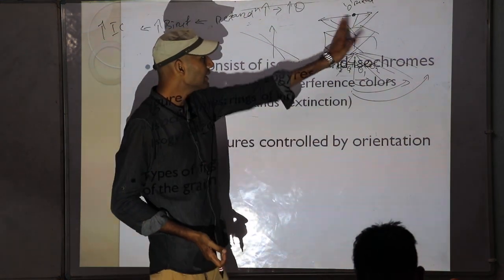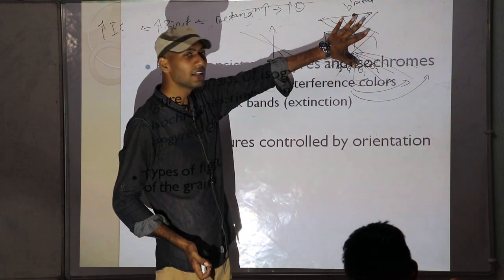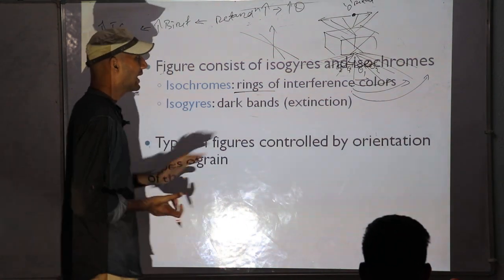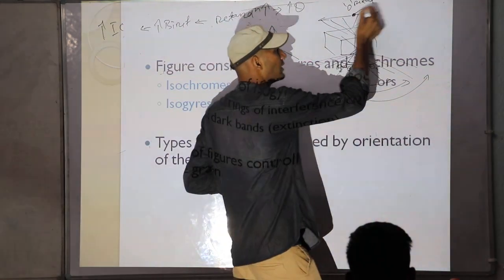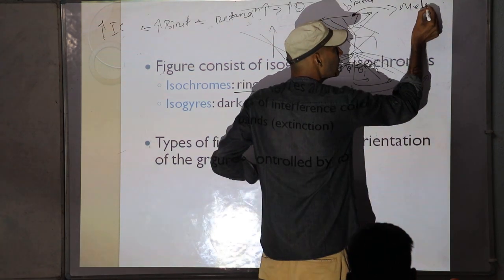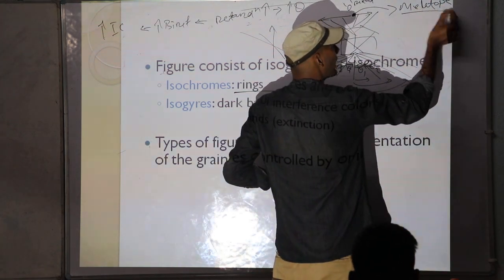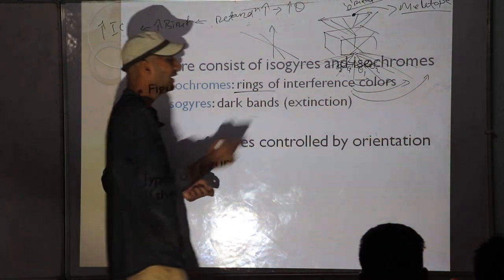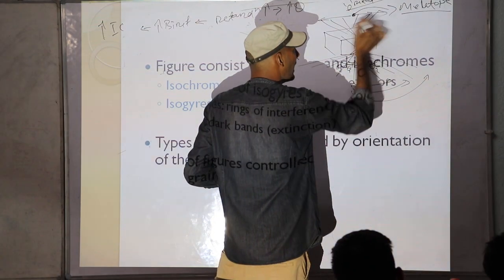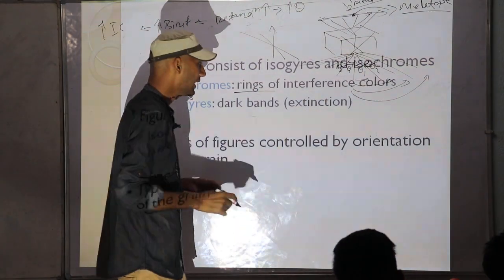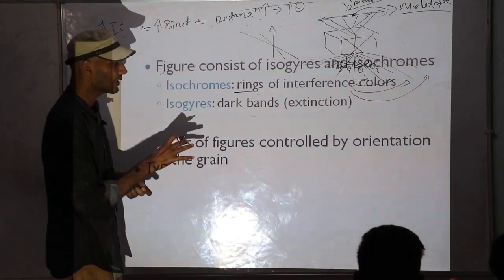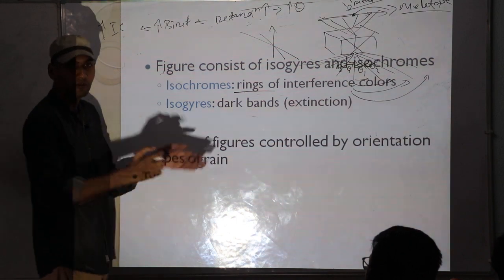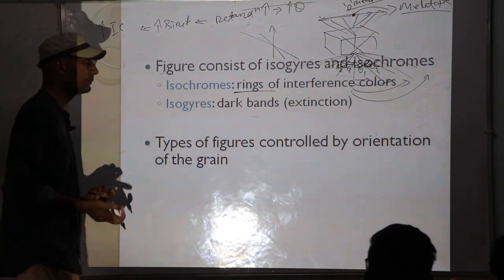Got that? With increase in the angle of the cone, the retardation will increase, so the interference color order will increase. That's why the center you are viewing is known as melatope, the zero retardation point or the dark point. And as you move away from the melatope, there are circular rings of interference color known as isochromes, and they increase in order from the center outward. Got that?